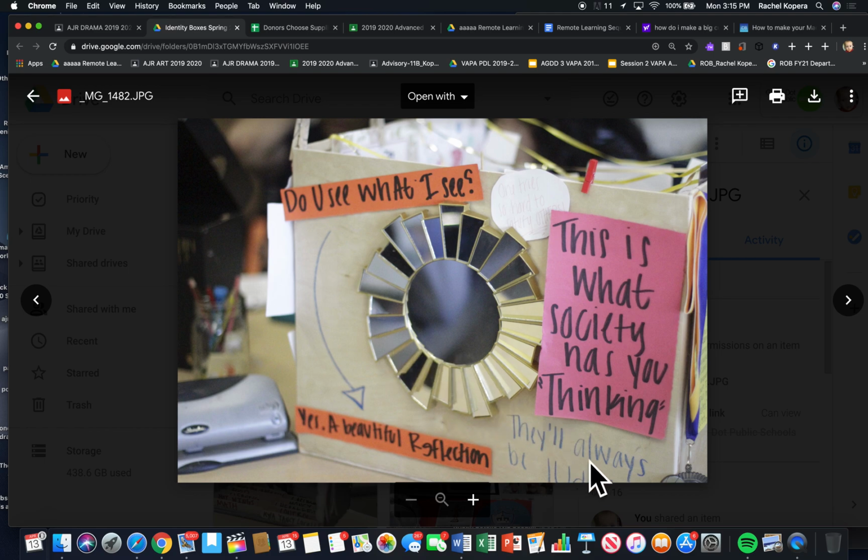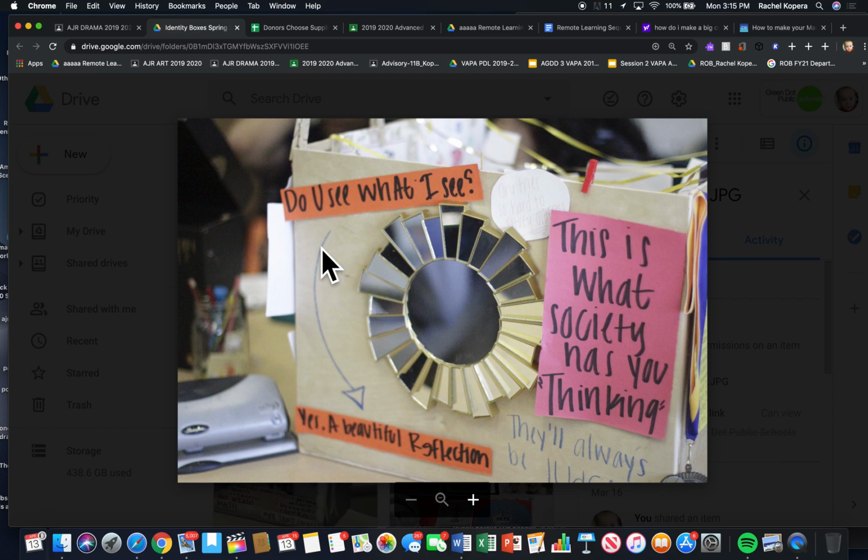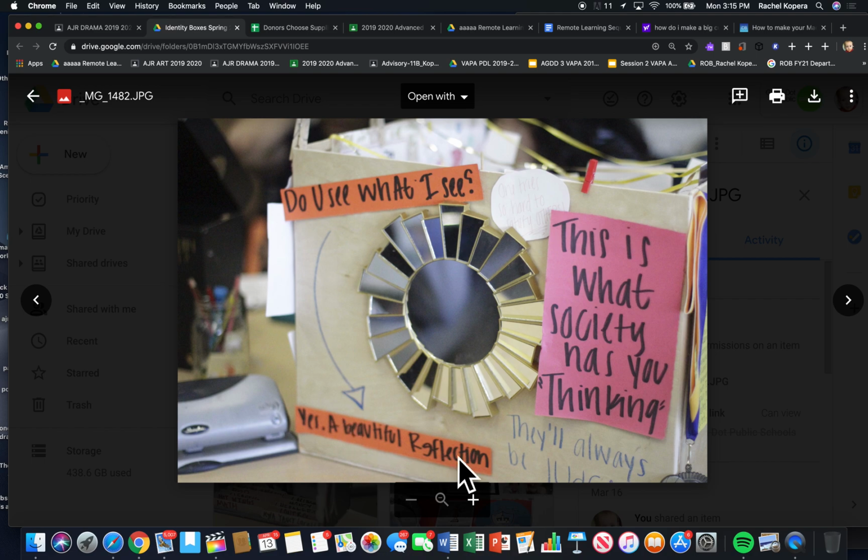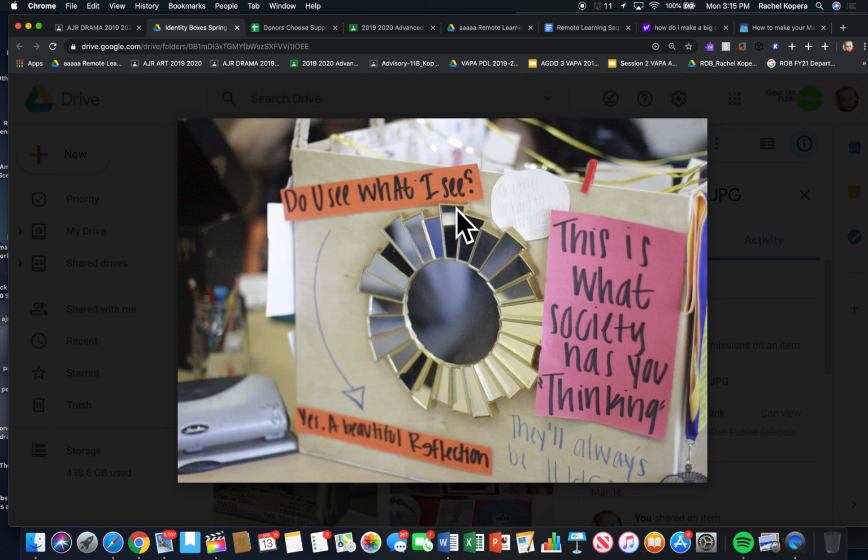Okay, another great shot. This is outside of the box. I think this was Klenya Monroy's. She's getting her viewer to think when they look at the box. I mean, is this deep or what? This is what society has you thinking. Okay, so society makes assumptions about us when they see us, right? They think it's all about looks. Do you see what I see?